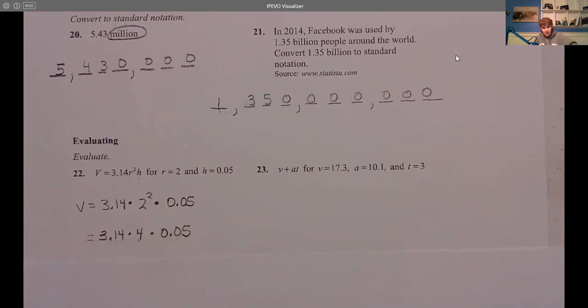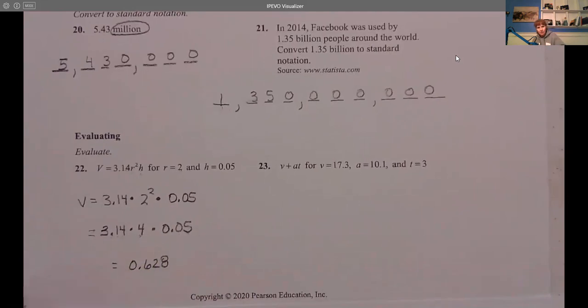All right, so which I'm going to do, I'm just going to use my calculator. So we've got 3.14 times 4 times 0.05. And the answer is 0.628. Okay, just assuming that you know how to multiply decimals. So we get 0.628 as the volume. It would be cubic centimeters, cubic inches, cubic feet, cubic meters as far as units go.